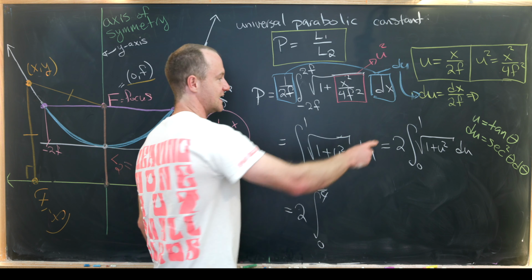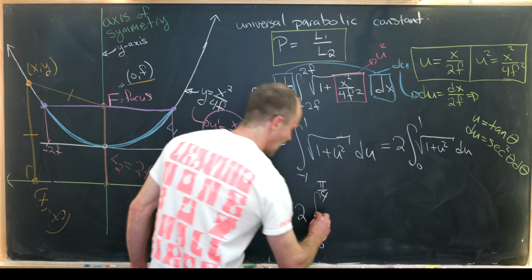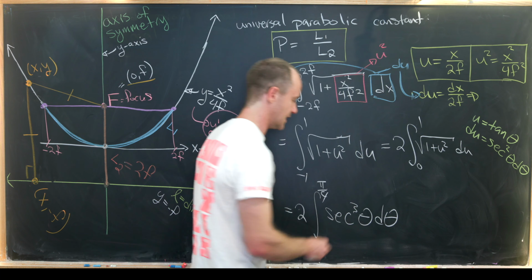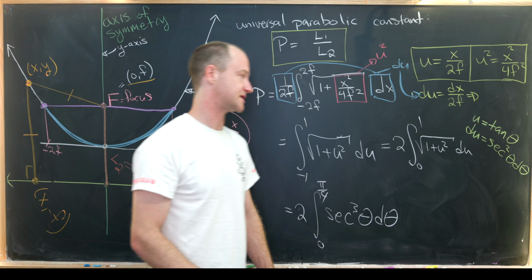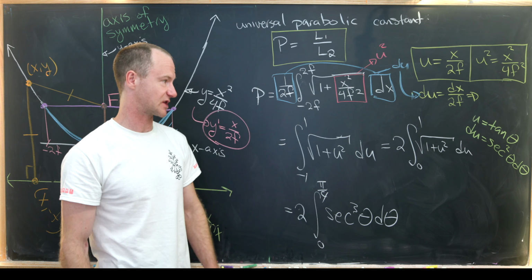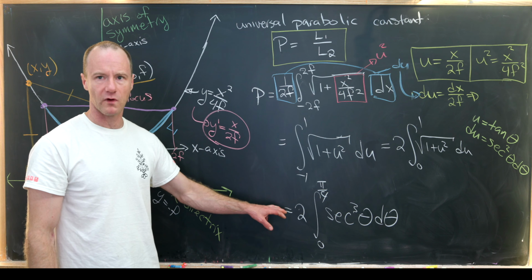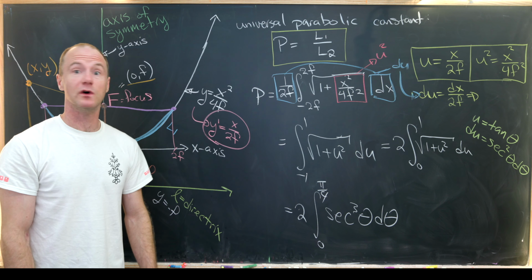Well, notice when tangent theta is equal to 1, theta is equal to pi over 4, and then we'll have secant cubed theta d theta. So one of those secant thetas comes from 1 plus u squared, just using trigonometric identities, and the other one comes from du. So now we're right there. Okay, so now let's maybe bring that up and then we'll finish it off.